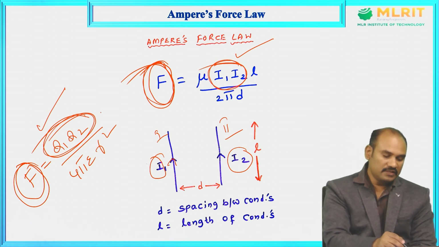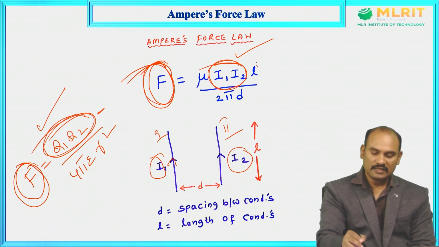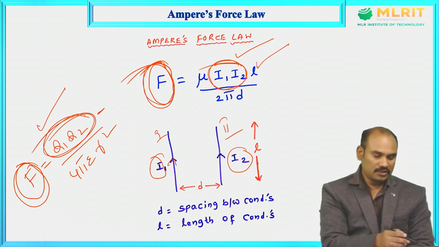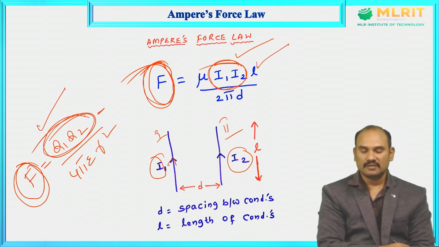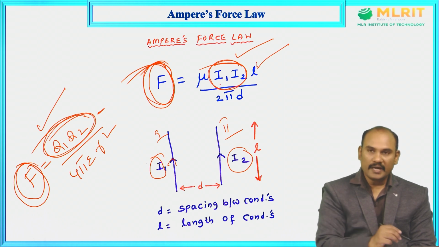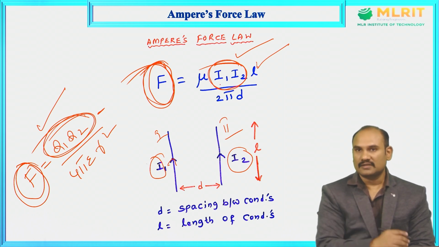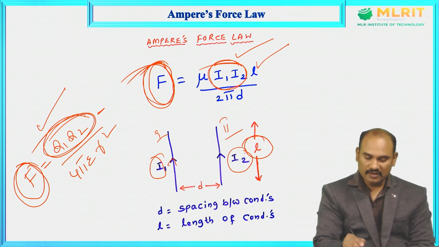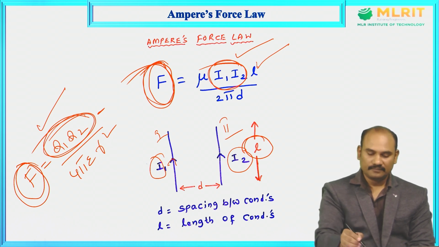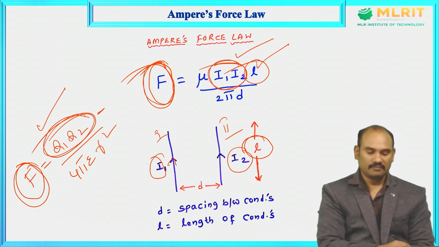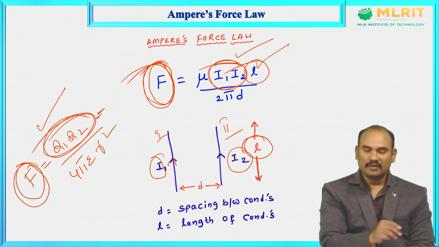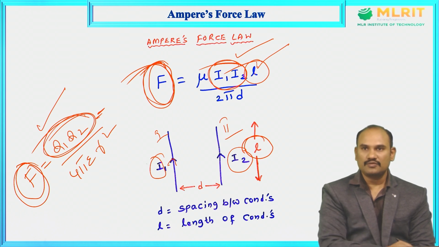Now, the thing which is not there here, which is there here is L. Because Q1 and Q2 are charges, point charges. But I1 and I2 are the currents flowing in the conductors. Then immediate question is, if the current is flowing in the conductors, then what are the lengths of the conductors? L stands for length of the conductor. That is there, which are different in comparison with these two forces.